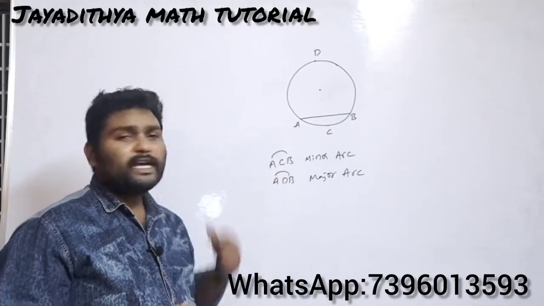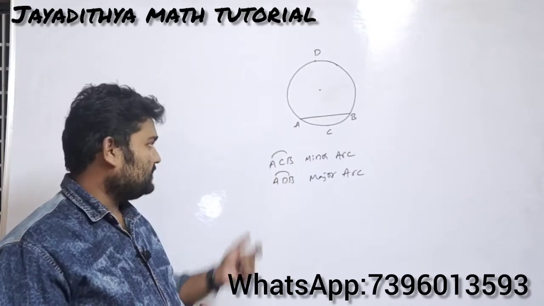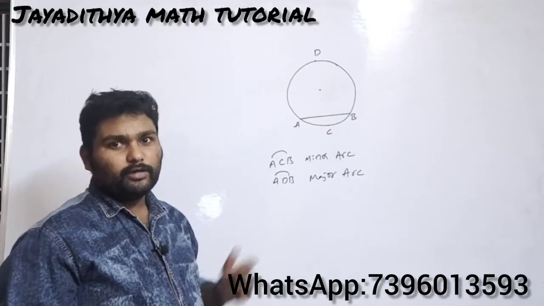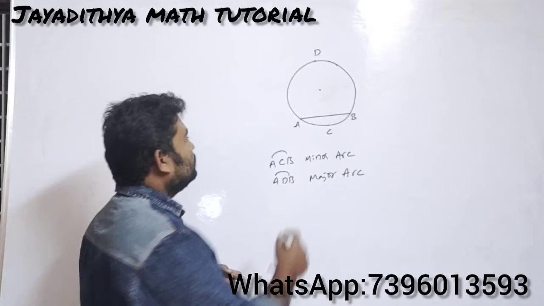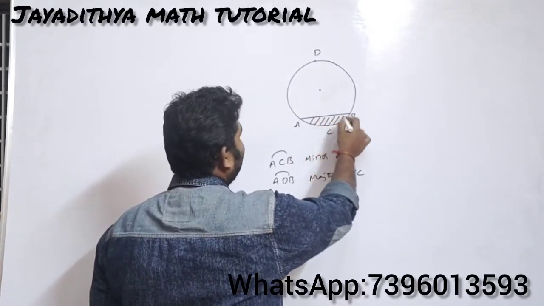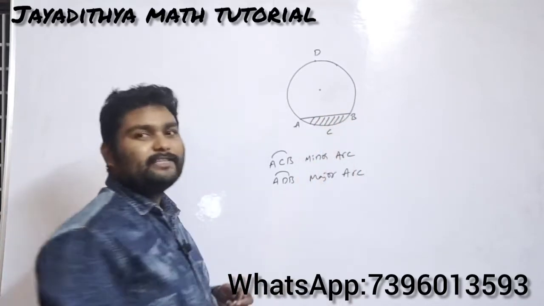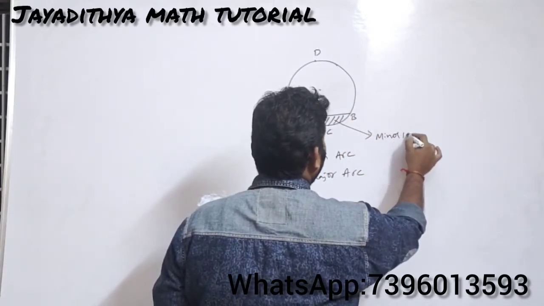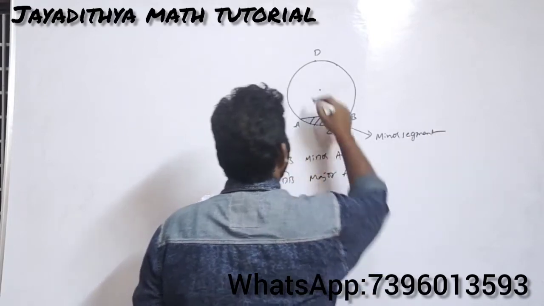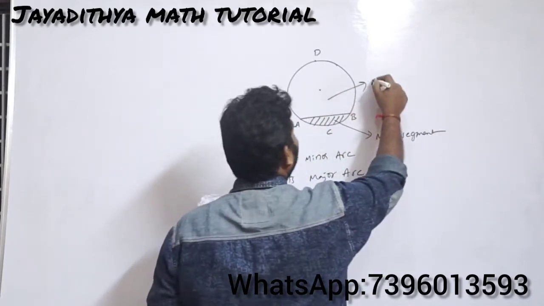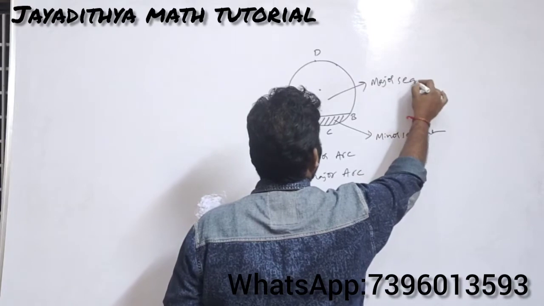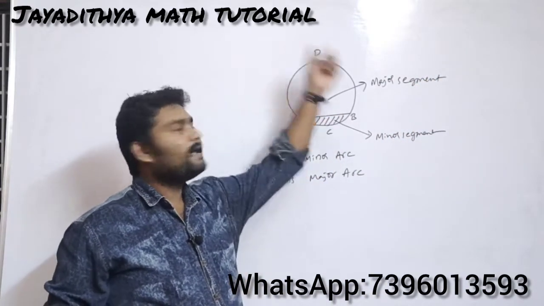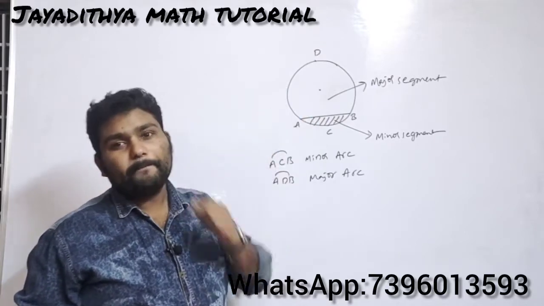So why are we discussing minor arc and major arc? See here, the area enclosed by the minor arc and chord, this part, is known as the minor segment. So this is nothing but the minor segment, and the part which is unshaded, we call the major segment. So I hope you can guess the reason. That is the area enclosed by the chord and the major arc. That's why we call that the major segment.